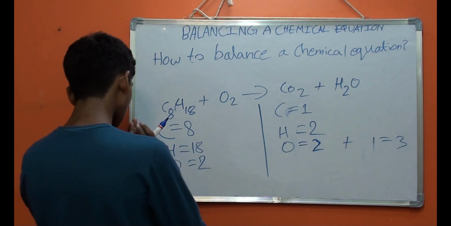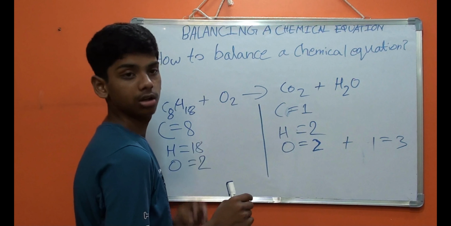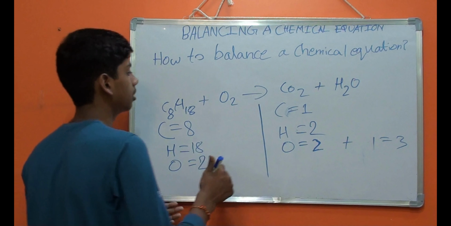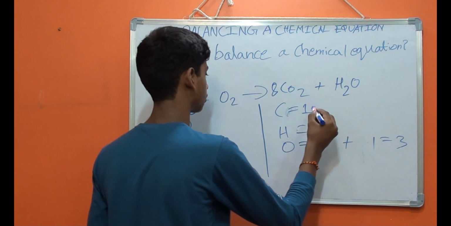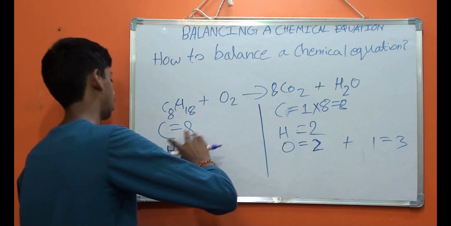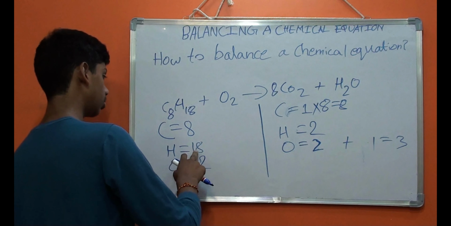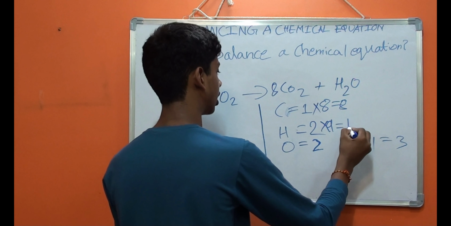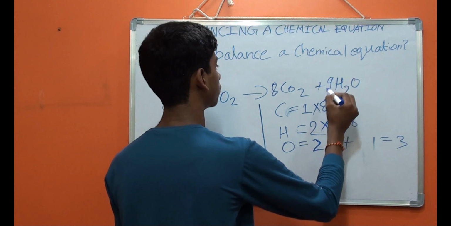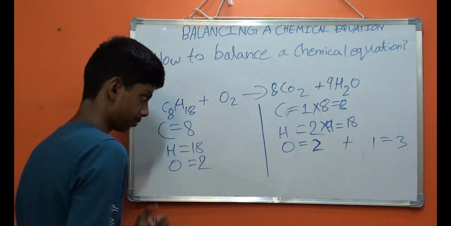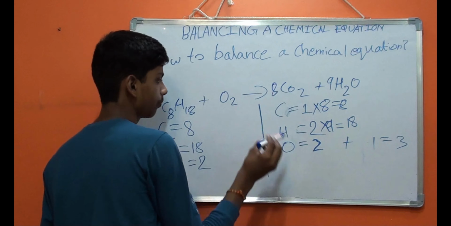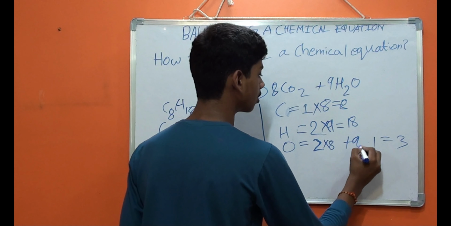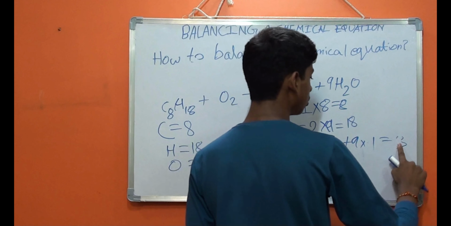So first carbon has 8 on this side and carbon has 1 on this side. So 8. So carbon is balanced. Then we go with hydrogen. So 18 and 2. So we will multiply this with 9. We get 18. So this is also balanced. So now let's see. 2 into 8 plus 9 into 1. So now this equals 25.